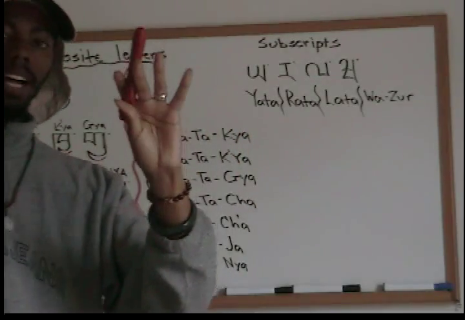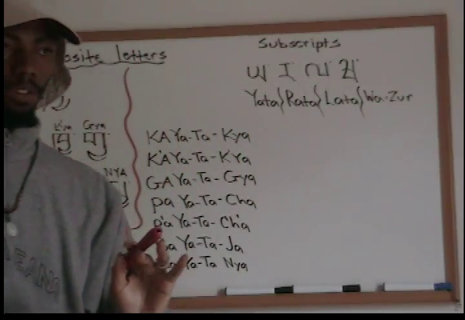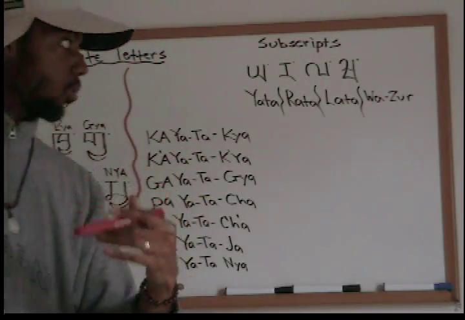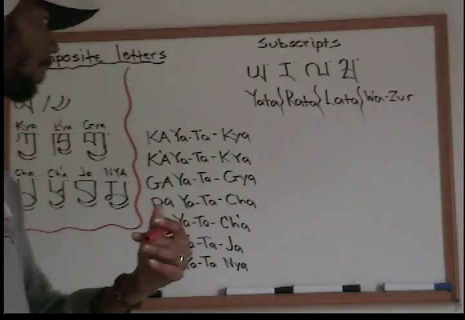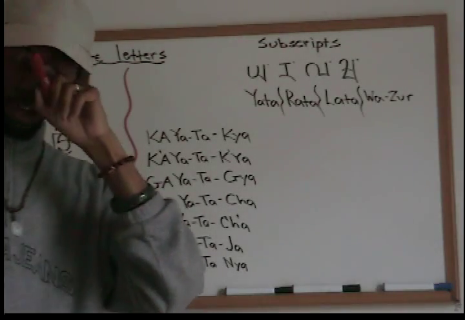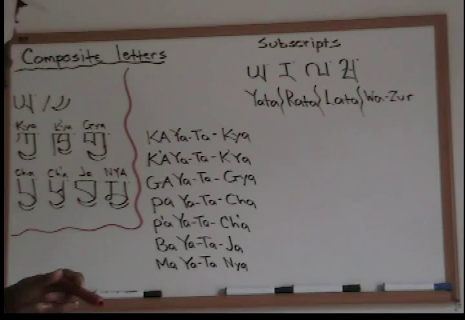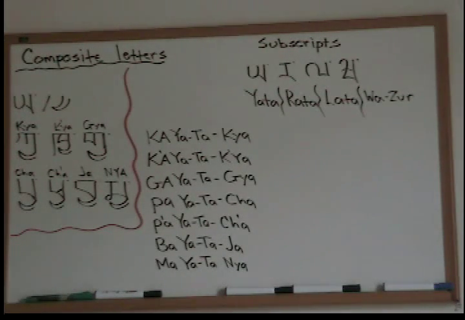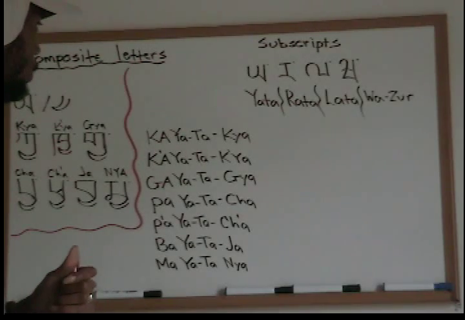You take one consonant and then put another consonant on the bottom or on the top, which can be either a subscript or a superscript. That will be considered a composite letter. So that's what we're going to be talking about now. First of all, let's see where we're going to start.